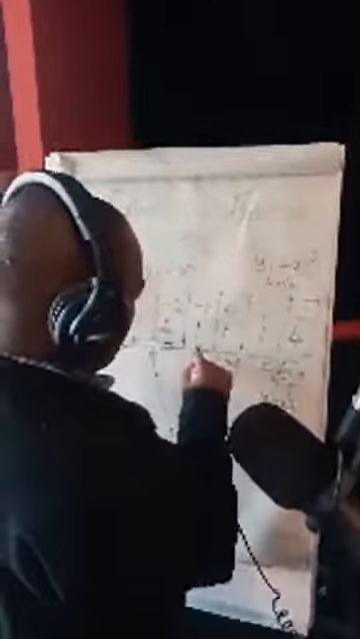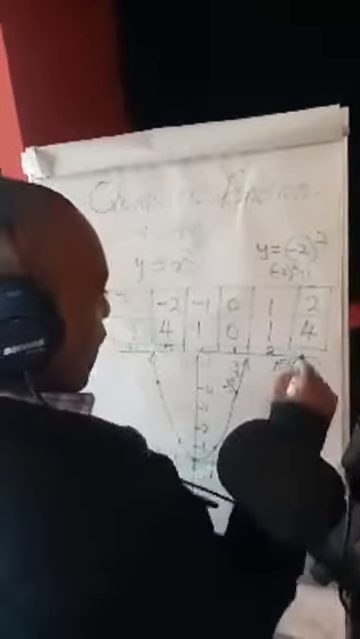When x is minus 1, just put minus 1 where there's x, then you square it, then plus 1, you should get what? 2. When x is 0, obviously y should be 1. When x is 1, y is going to be 2. And when x is 2, y is going to be 5. So in other words, those are the points. Then let's plot it. The first point is going to be (minus 2, 5).